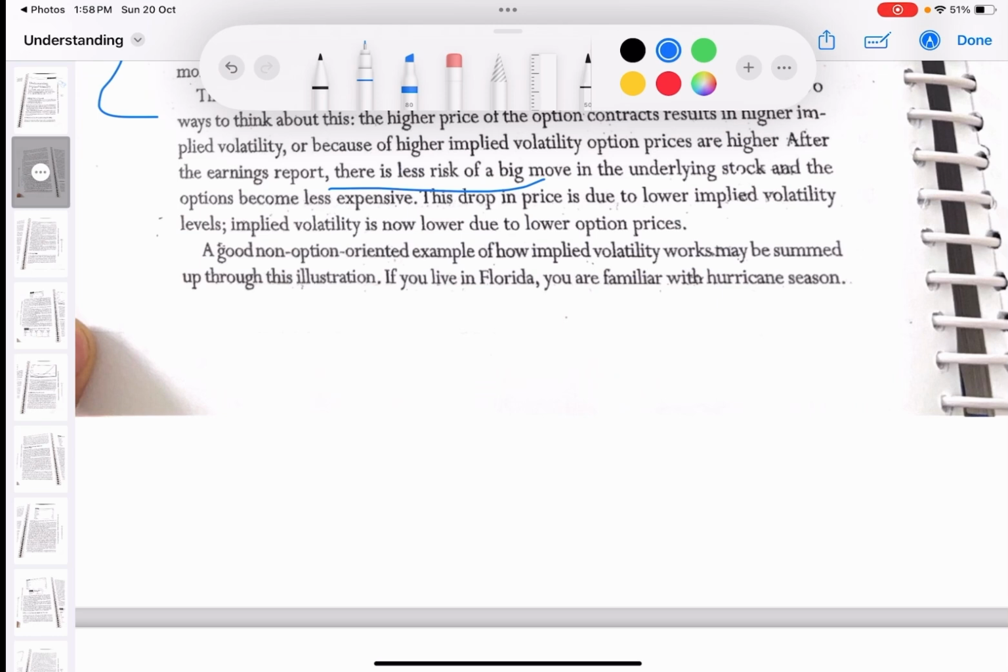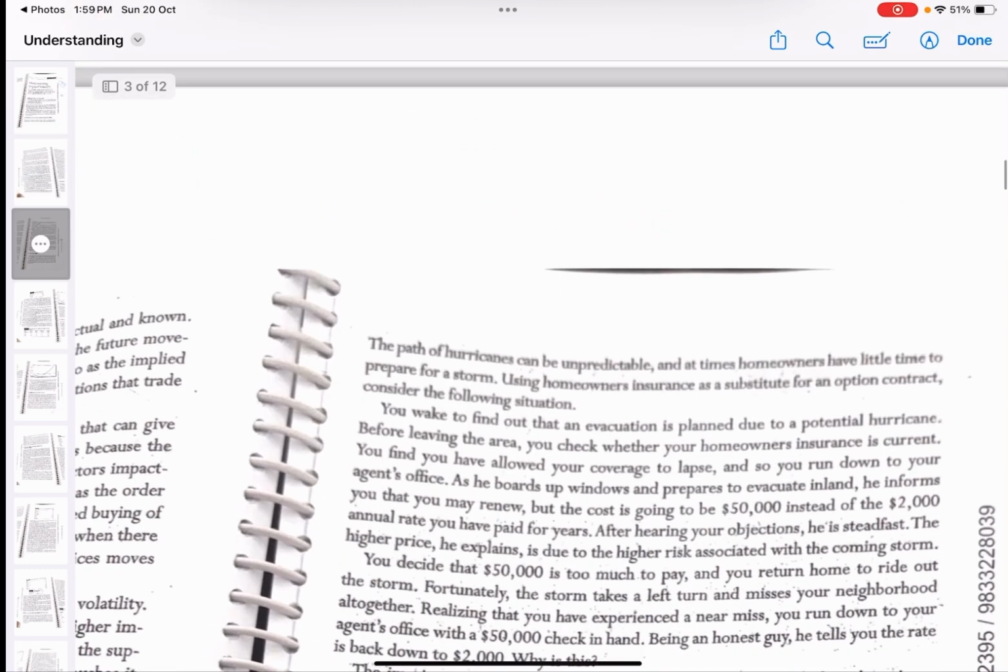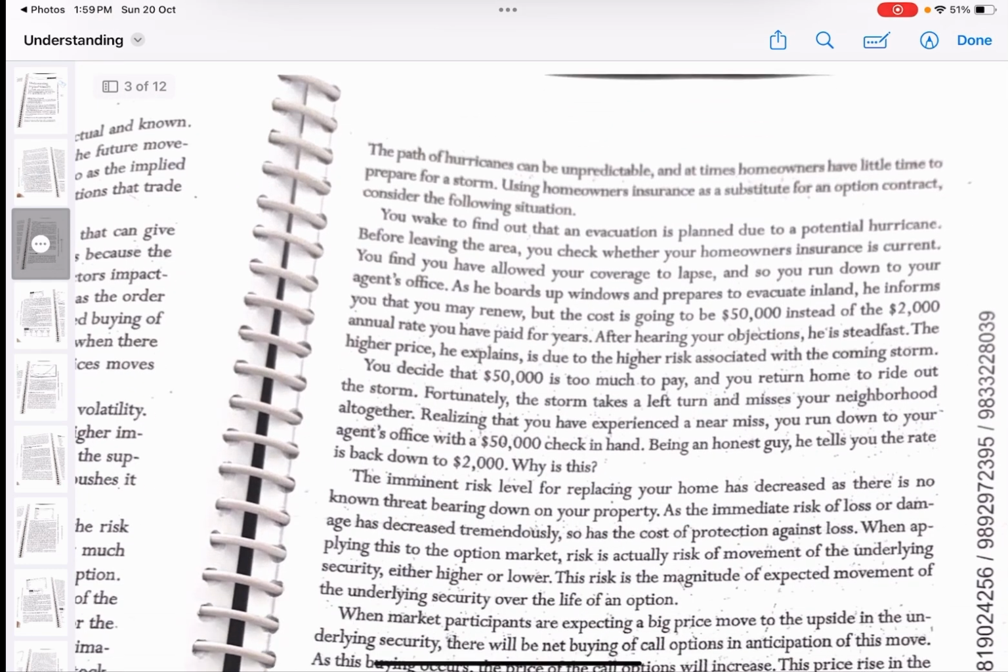A good non-option oriented example of how IV works may be summed up through this illustration. If you live in Florida, you are familiar with the hurricane season. The path of hurricanes can be unpredictable, and at times homeowners have little time to prepare for the storm. Using homeowners insurance as a substitute for an option contract, consider the following situation. You wake up to find out that an evacuation is planned due to a potential hurricane.